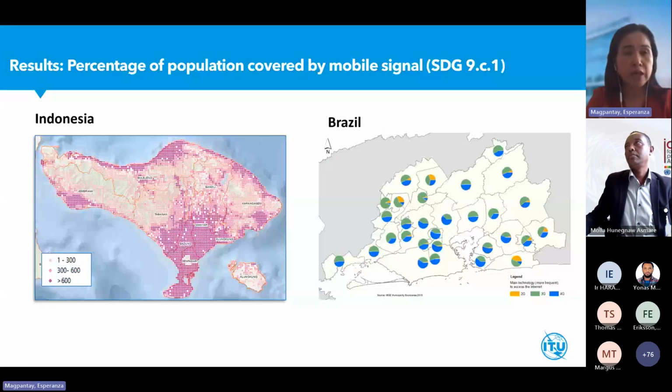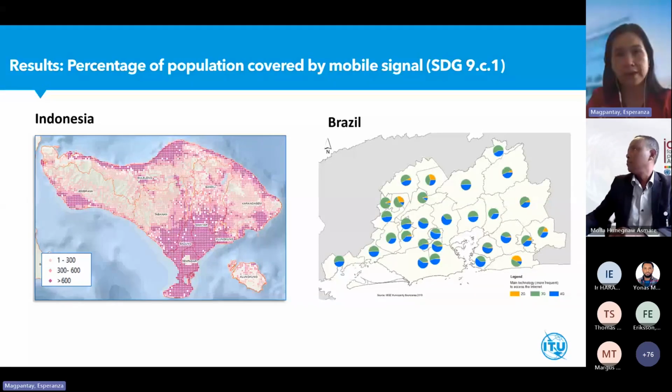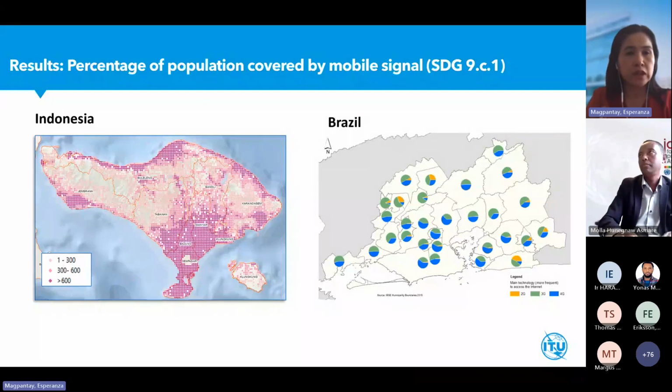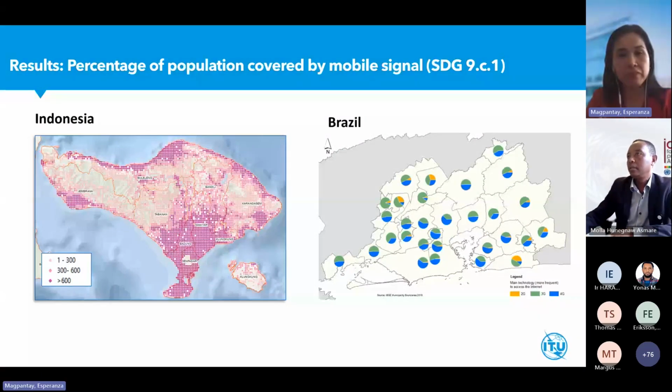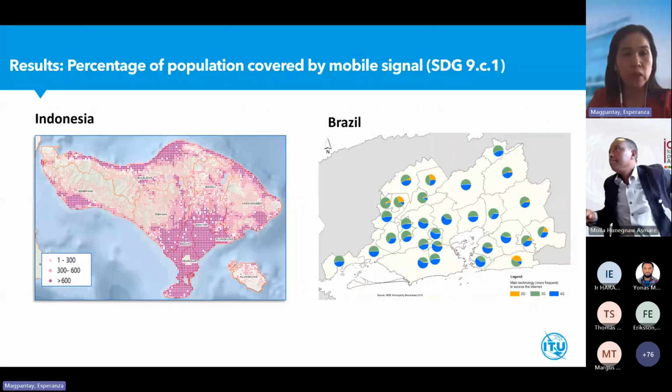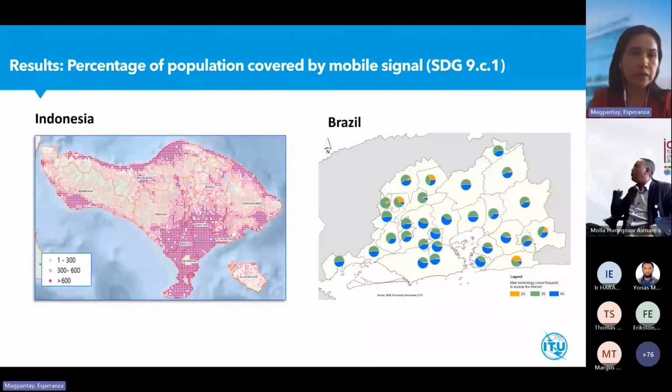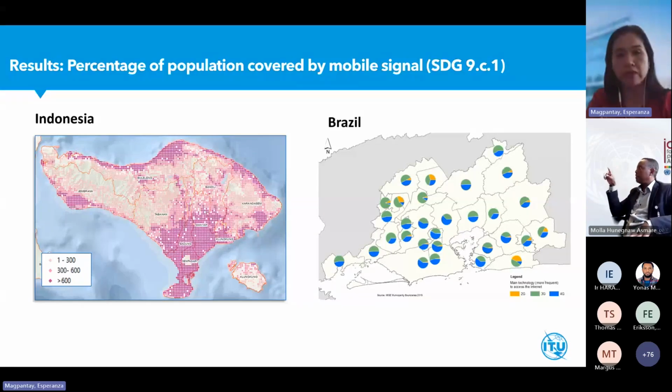Same in Indonesia, this one is looking at percentage of the population covered by mobile signal. This is SDG indicator 9.c.1. And so in Indonesia, in this map, you will be able to see the different areas where the dots are very dark, that there's really high coverage of the population with regards to this mobile signal, while the lighter dots show that there's very little population covered by mobile signal.